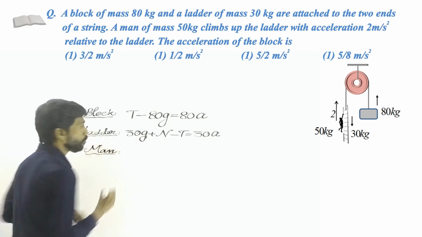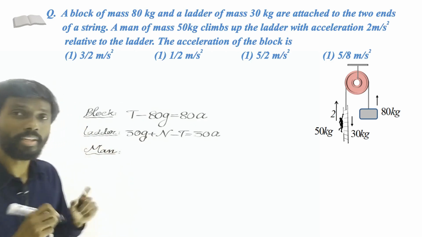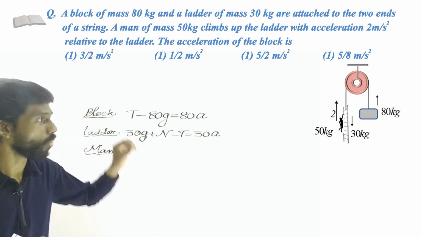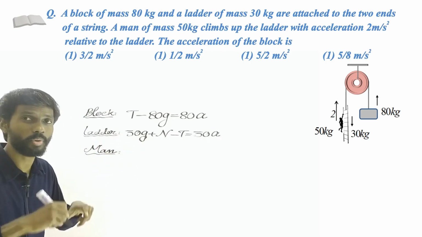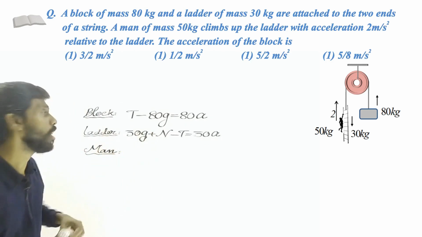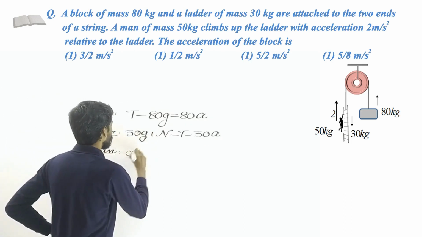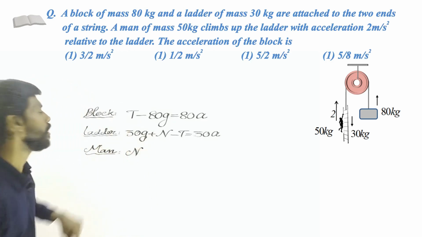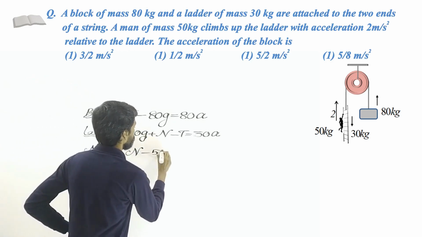So he is moving upwards, which means it is only due to the normal force, right? He is not directly attached to the string, so no tension. He is moving upward because of the normal force. He is applying a force on the ladder, so the ladder applies a force on him in the upward direction. So the normal force is what makes him move upward, and the weight of that person, so that is minus 50 g.